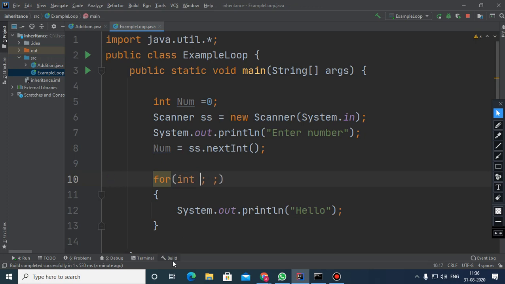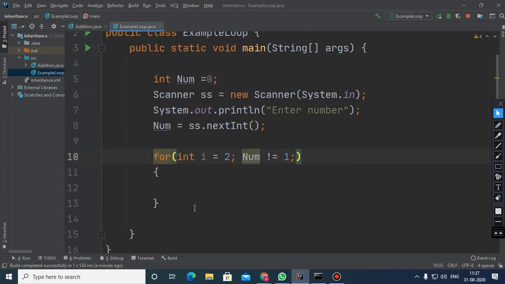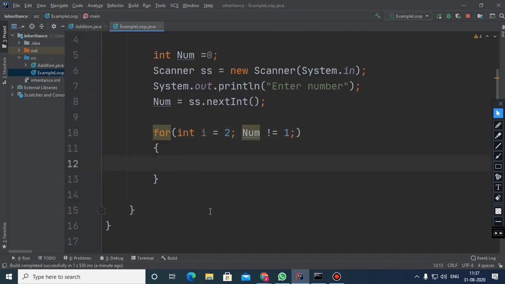But if we write i is equal to 2, this is also okay. This syntax is also correct. And if we write this condition, this tells us that this loop will continue till num is not 1.